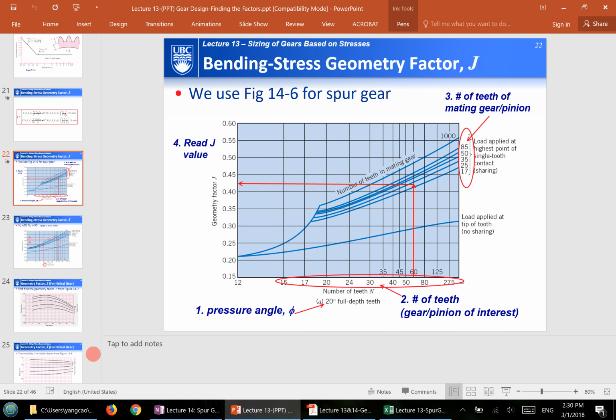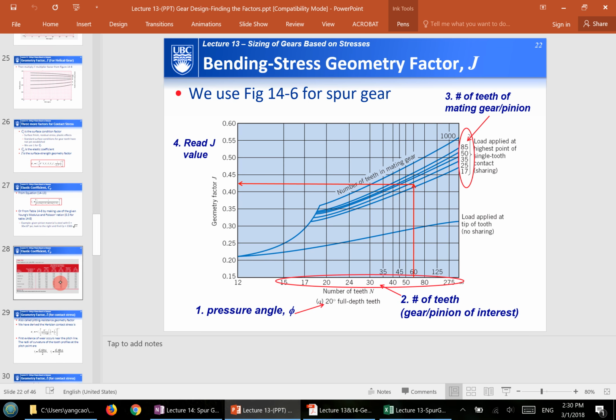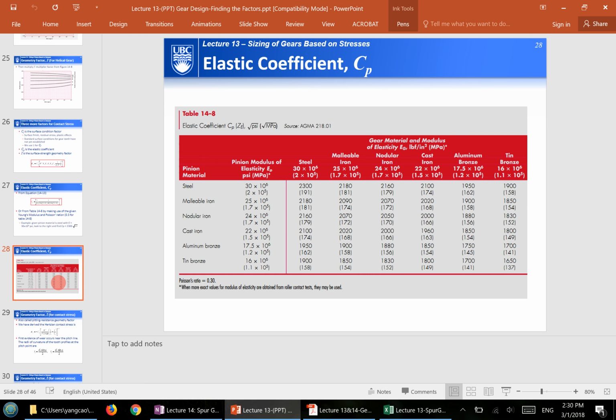So here is 14-8. How to use it? One column here is the pinion material. The row here is the gear material. So let's say we want to find CP. We look for the material for the pinion, which is cast iron, and the material for the gear, which is also cast iron. These two intersect at this point. So that value there is basically the CP value, which is 1960.